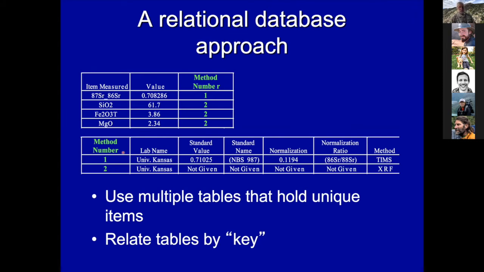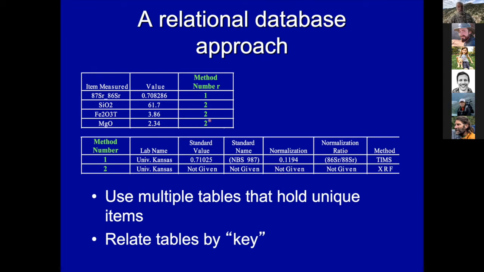And a relational database is one where you'll have a data entry that has an item and a value. Then you have a key sitting out here. That key takes you to another table that has redundant information repeated. So for this value, you have one set of information. For the silica, iron, and magnesium, you have another method, XRF, where you don't know too much about.